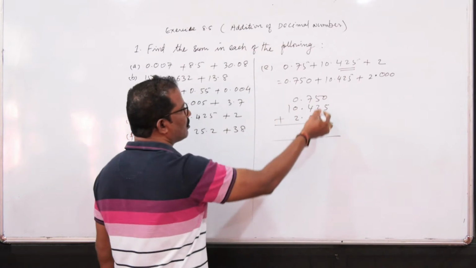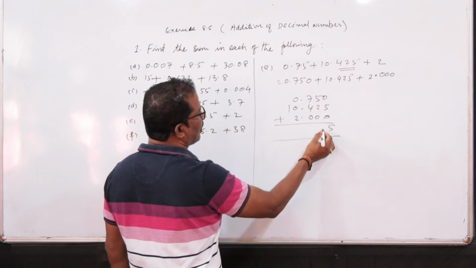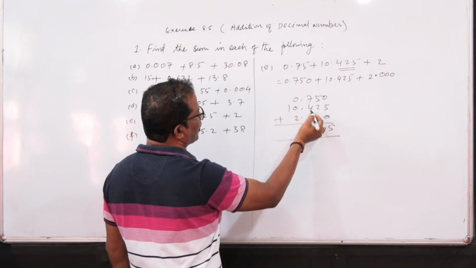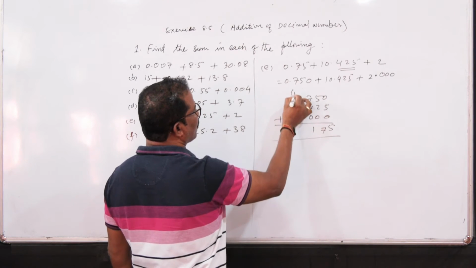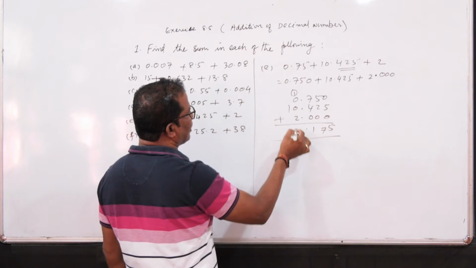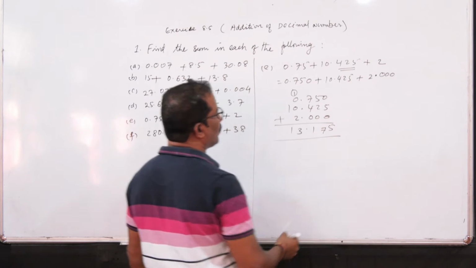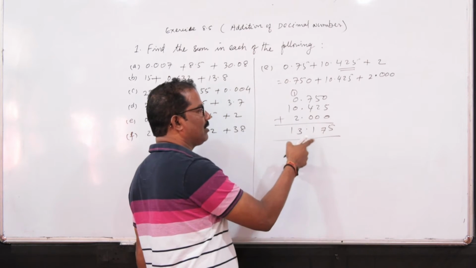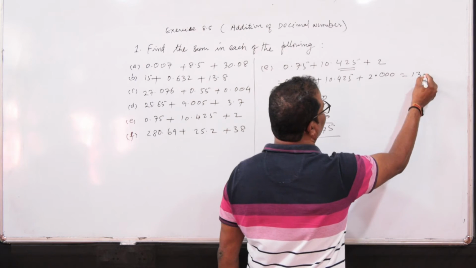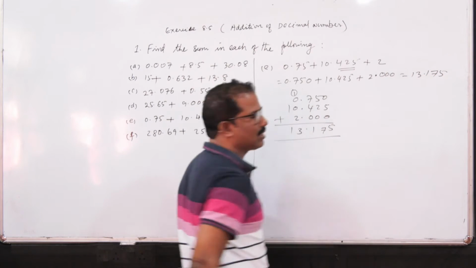So we can add now. Here 5 will come only, and here 7 plus 4 is 11, 1 will go carry, decimal started, and here 3 and here 1 only. So what is the sum we got here? 13.175. 13.175. Understand, all of you?